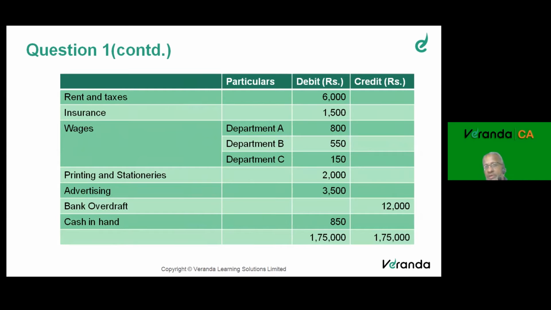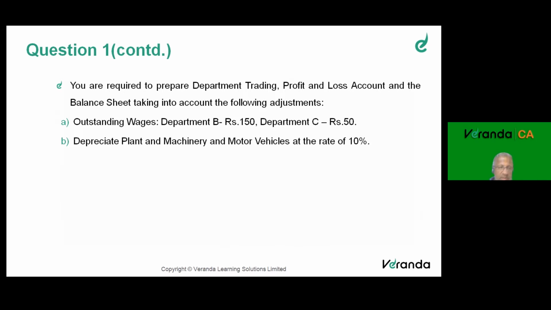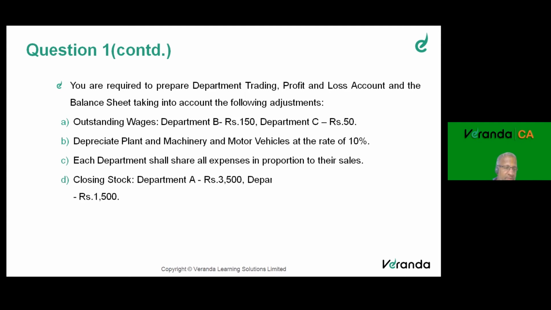All put together, the trial balance is agreeing at 1,75,000. You are required to prepare departmental trading, profit and loss account and the balance sheet. Take into account the following adjustments: outstanding wages for B and C. Depreciate plant and machinery, motor vehicle at the rate of 10%. Each department shall share all expenses in proportion to their sales. Closing stock of the 3 departments is here mentioned.